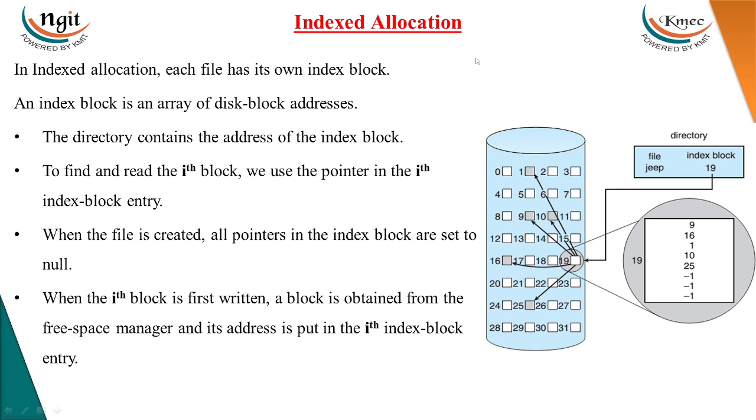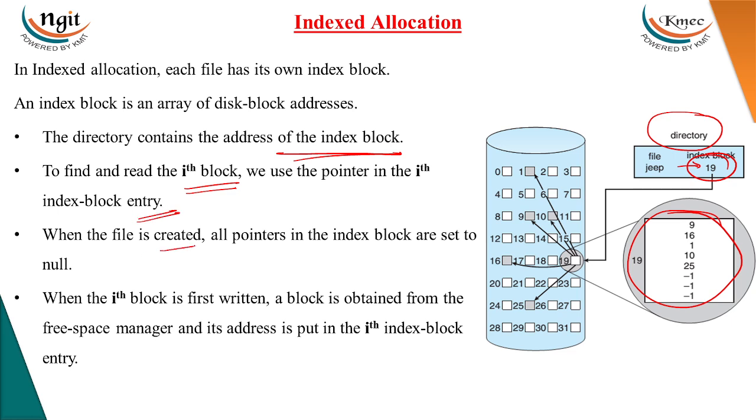Okay, so let's see indexed allocation. In indexed allocation, we have an index block. This index block consists of the list of block numbers allocated to the particular file. The directory entry contains the address of the index block. To find the ith block, we use the pointer in the ith index block entry.